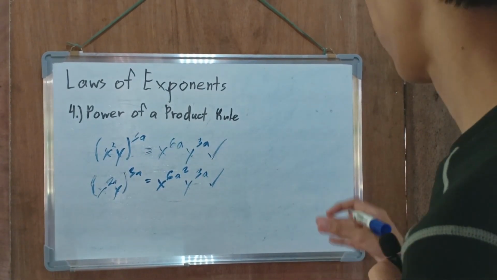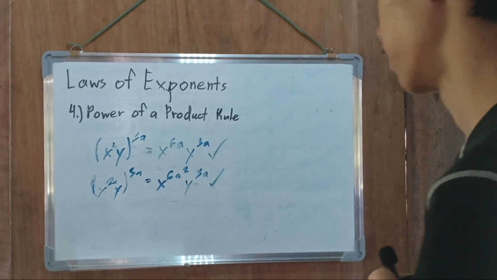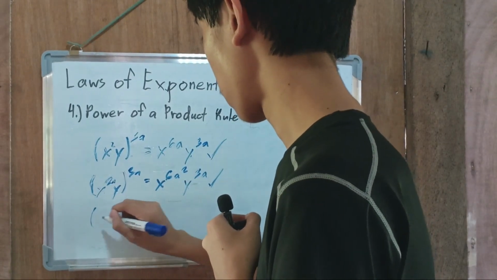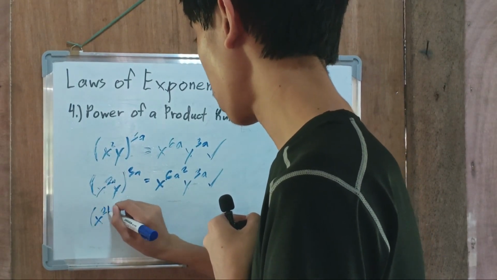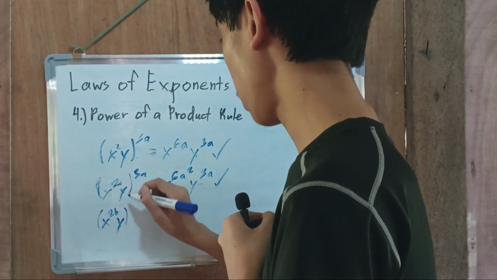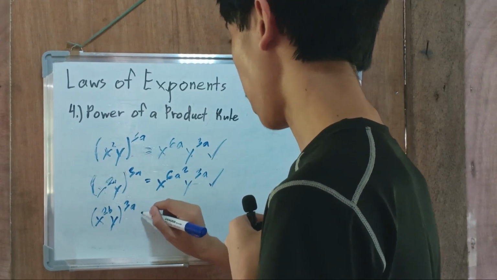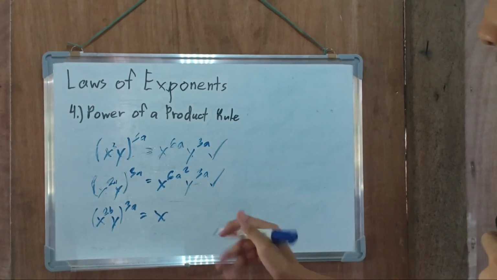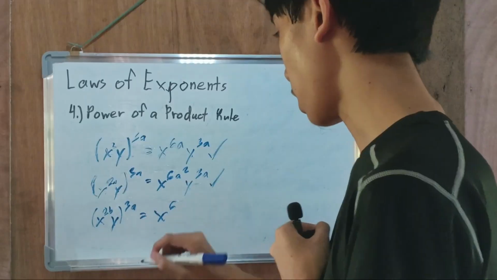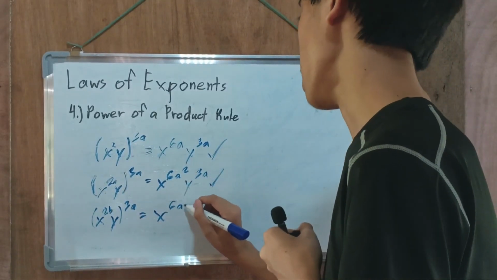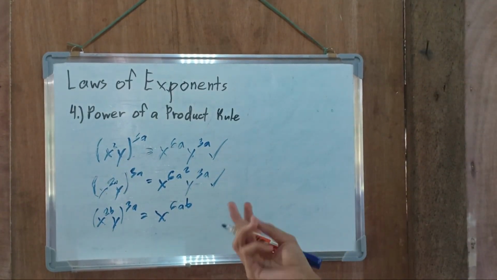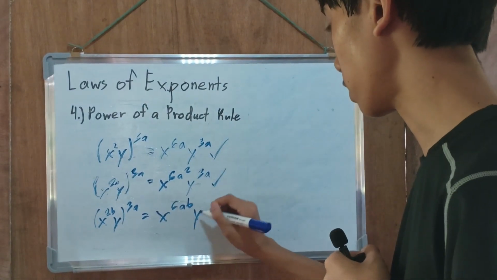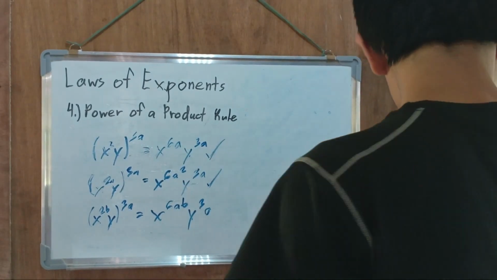Okay, now what if it's a different variable? So x raised to 2b, y raised to the third to the a power again. That means we're going to put x, 3 times 2 would be 6, and a times b would be just ab. It can be interchangeable if you want, but make it formal, and then you're going to put y to the third.